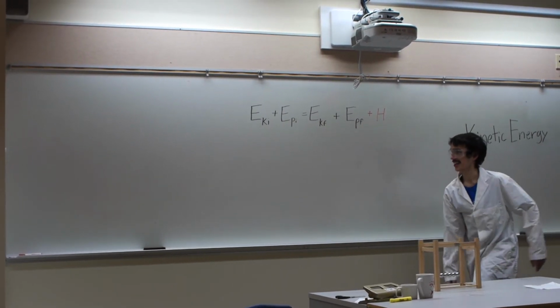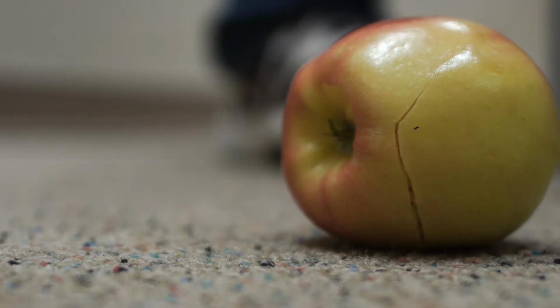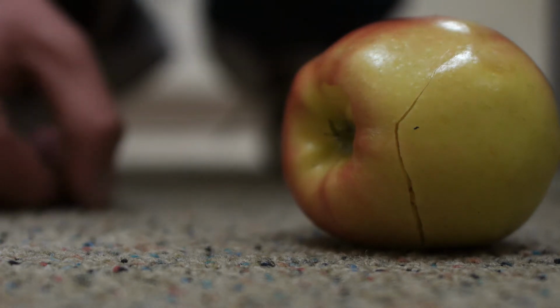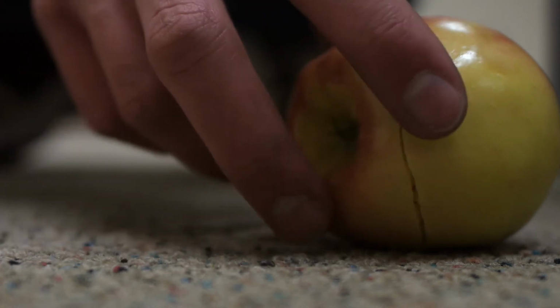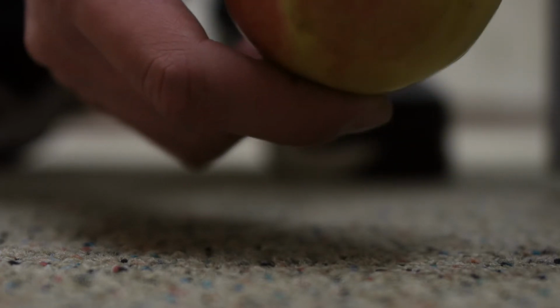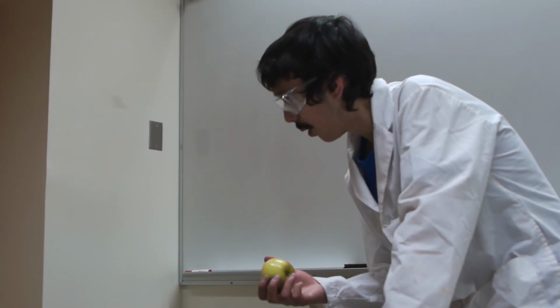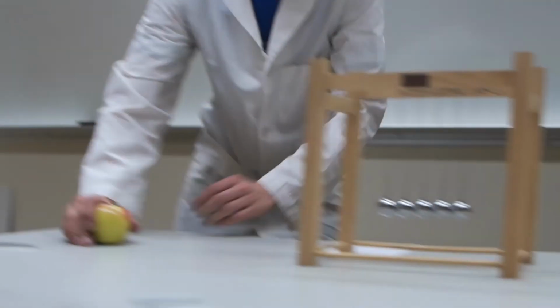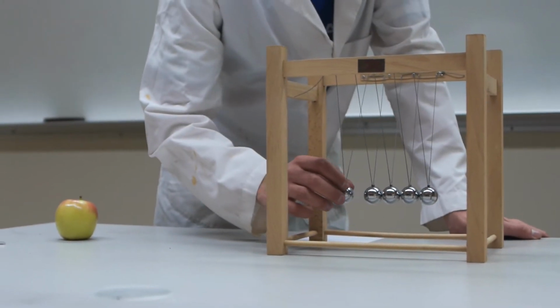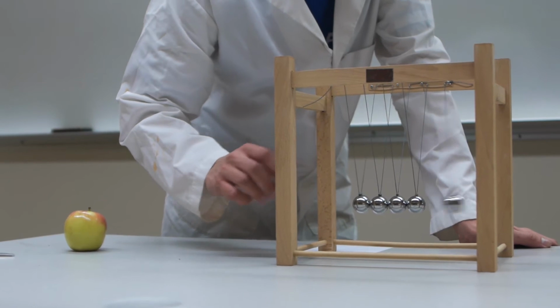Now, if energy is conserved, that is to say, it cannot be created or destroyed, then what happened to the kinetic energy in this apple? It was transferred into the wall, much like that of Newton's cradle, wherein the energy is transferred through the other balls.